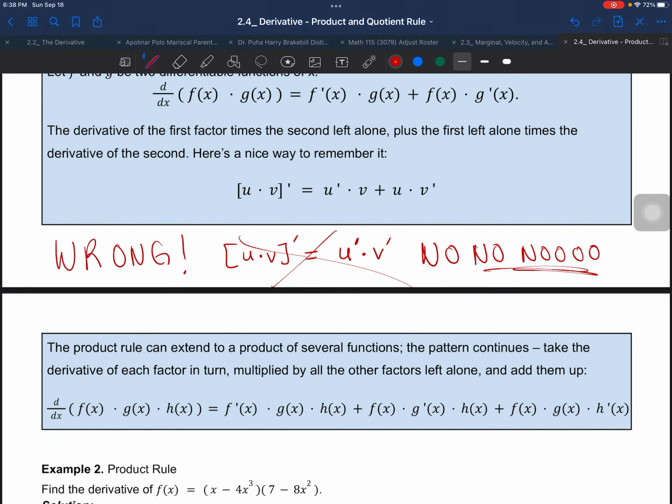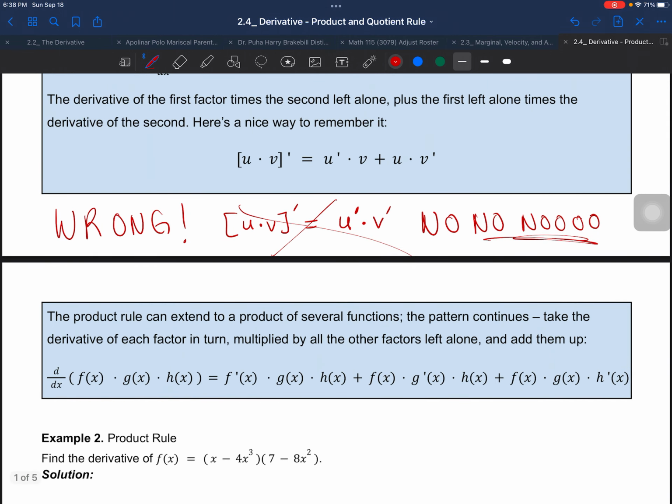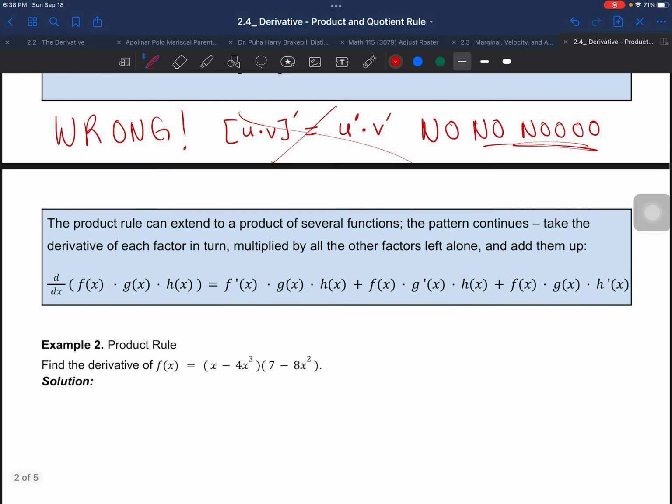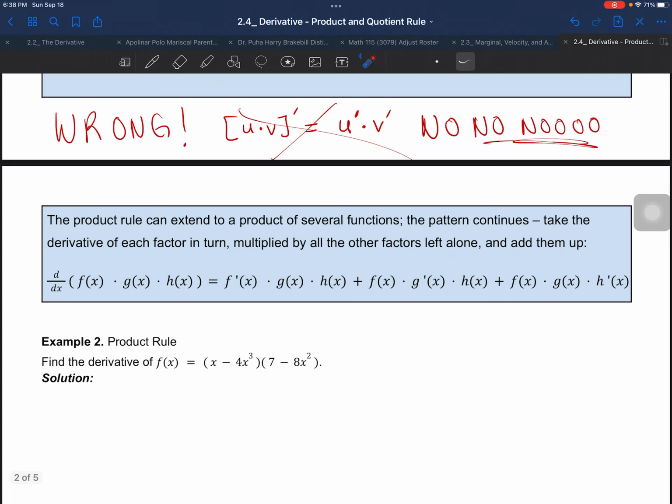Very common mistake. Please know that the product rule is there for a reason whenever you have a product of two functions. So be careful. Now we can extend this product rule so that when we have more than two factors, two functions, the pattern just continues.